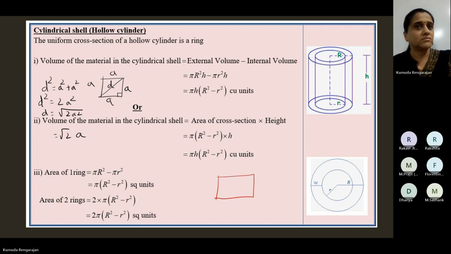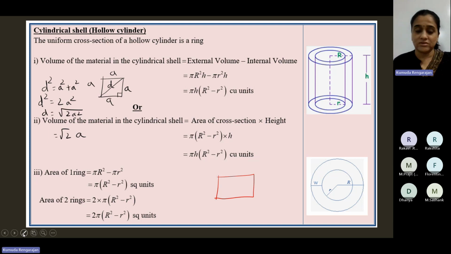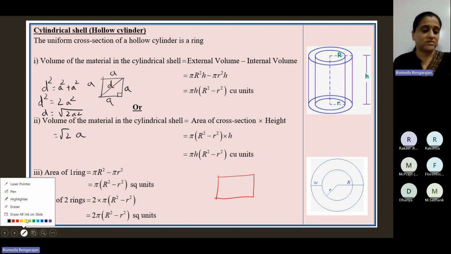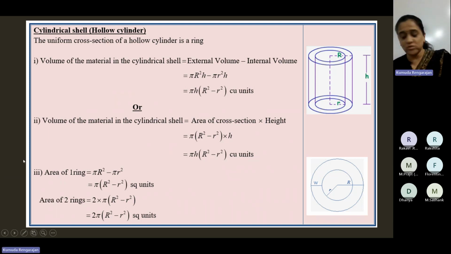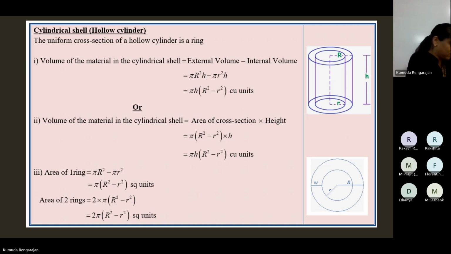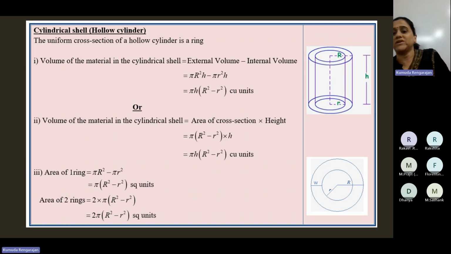Okay. How many edges does a cube have? 12 edges. Online students, how many edges does a cube have? 12, ma'am. 12 edges.